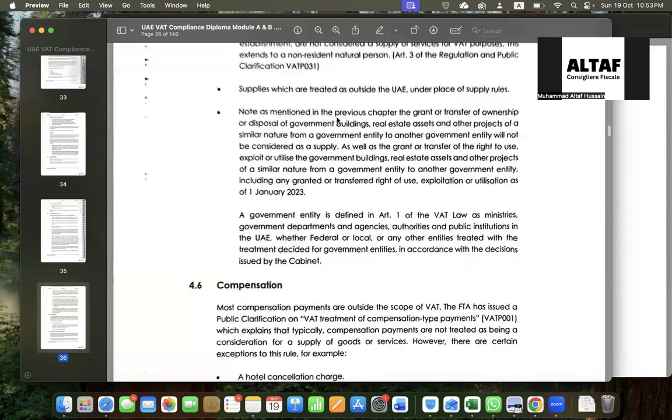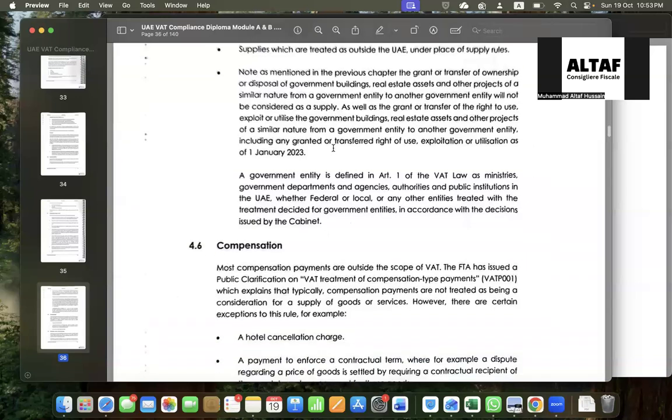Note, as mentioned in the previous chapter, the grant or transfer of ownership or disposal of government buildings, real estate assets, and other projects of a similar nature from a government entity to another government entity will not be considered as a supply. We have already discussed that previously as well. So this is a repetition. Government related real estate and capital nature infrastructural projects, etc., will be considered as out of the scope of VAT.